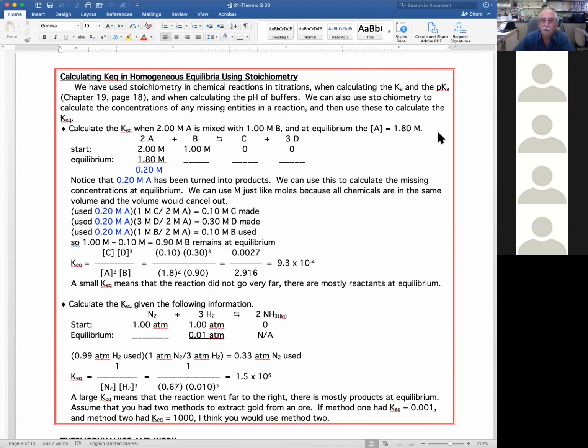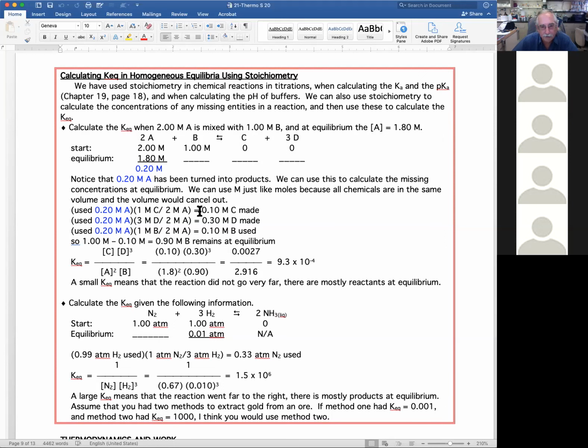So using stoichiometry, for 0.2 moles per liter of A, I get rid of moles per liter of A and get moles per liter of C. That means that I made 0.1 moles per liter of C. Similarly, I made 0.3 moles per liter of D. So now I have the concentration of A, C, and D at equilibrium. I need to calculate this now.